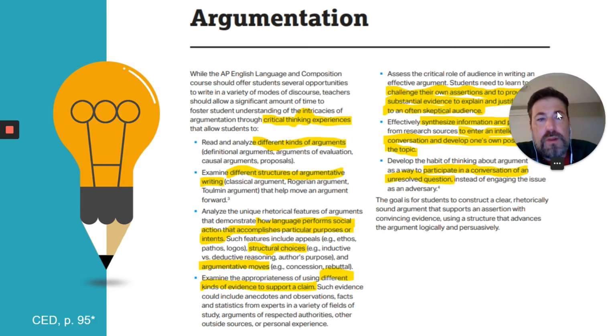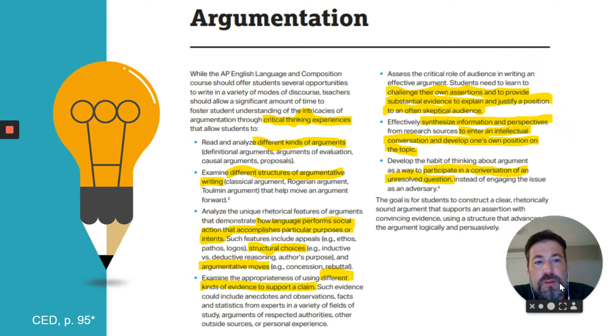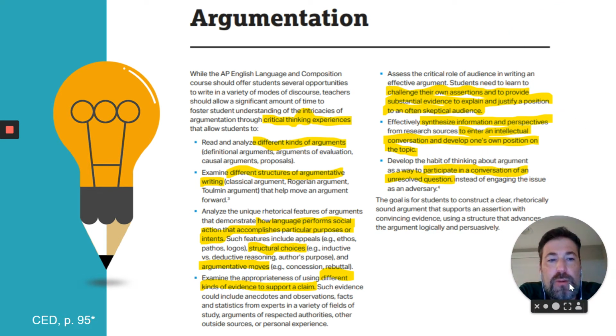So I wanted to start with talking about what argumentation is, or reminding you of what our course and exam description says about argumentation. Page number 95 is the PDF version of it if you're looking at it online. I've just highlighted some of the key skills that they point out for argumentation. We really need to look at how language and structural choices impact the argument, and the different kinds of evidence and support.